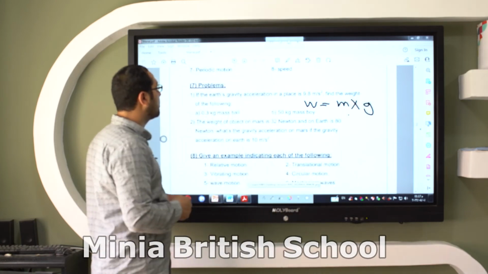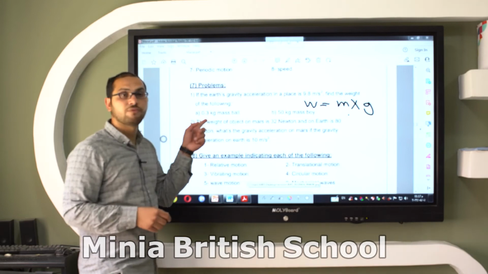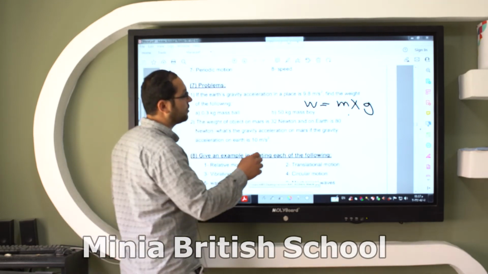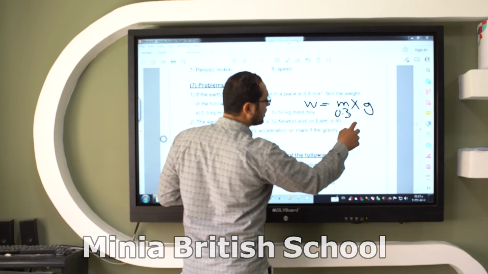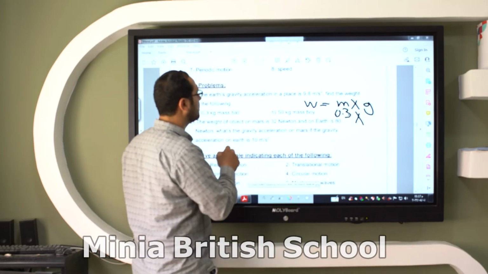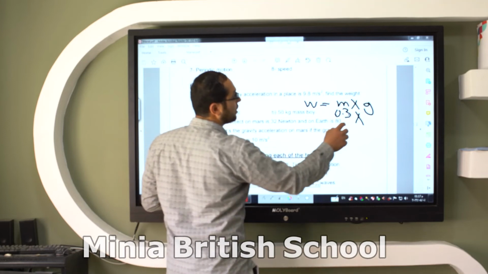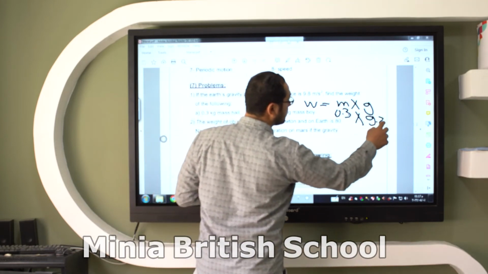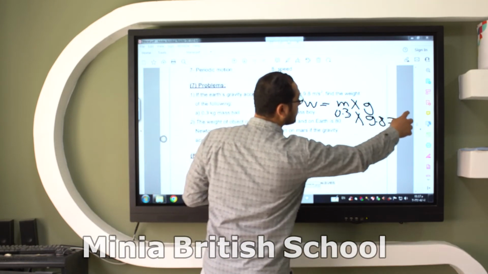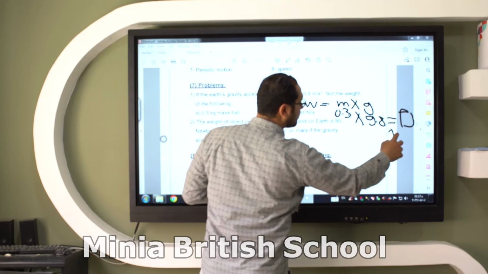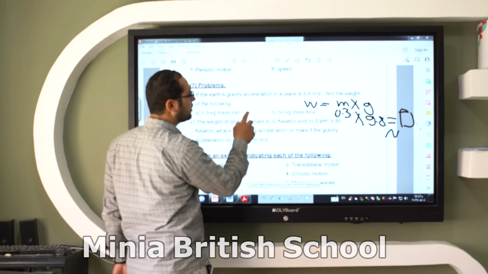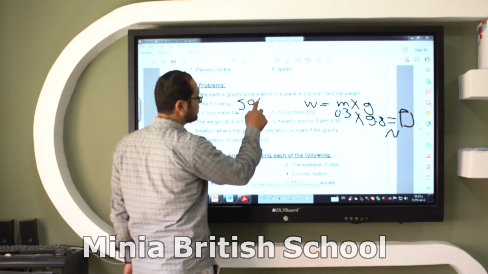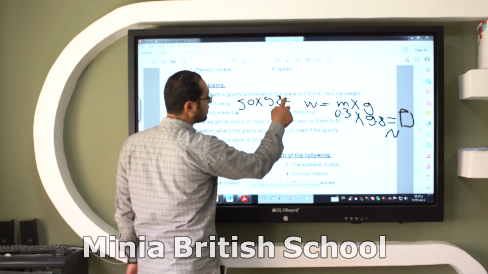Okay, what is the value of mass here? 0.3, and the gravity equals 9.8, equals Newton. And also here, 50 times 9.8 Newton.